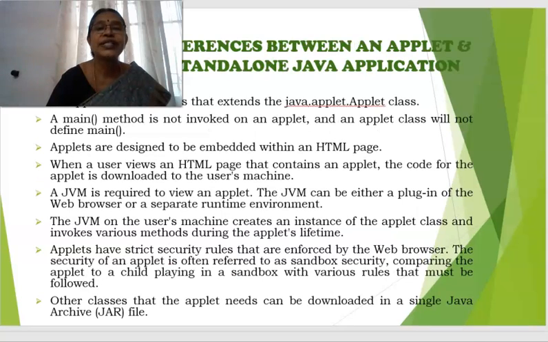So we'll see the differences between the applet and the standalone Java application. An applet is a Java class that extends the java.applet.Applet class, and the main method is not invoked in an applet. Applets are designed to be embedded within an HTML page. When the user views the HTML page that contains an applet, the applet code gets downloaded into the user's machine and is executed by the web browser.